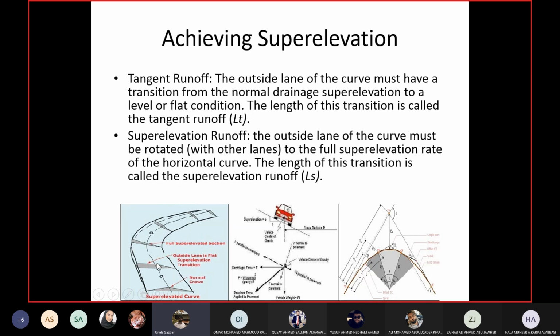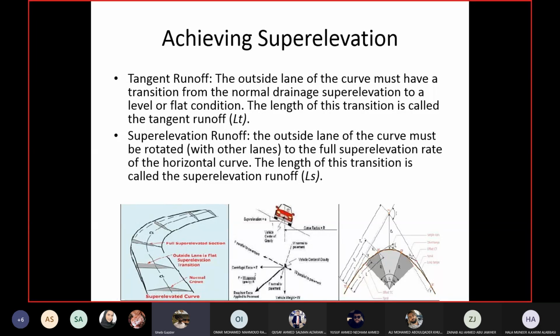So let's say the inside lane is 3%. Now I want to make it 4%. And I'm doing the rotation around the center line. That means the center line is not changing. The inside edge of the road is going down. The center line is at its own place. It is not changing. So this will be known as rotation around the center line, which is normally the case for undivided highways. Highways which do not have a median are rotated along the center line.